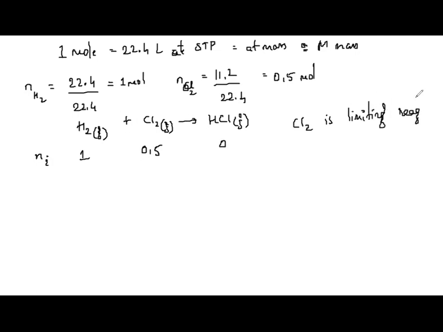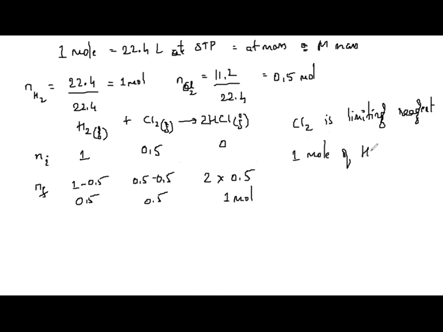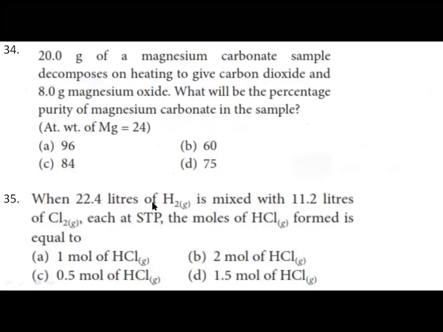It is limiting reagent. So how much it should be? 1 mole, but here it is 0.5. So final, how do I find? It is 1 minus 0.5 comes out to 0.5. 0.5 minus 0.5 comes out to 0. And here is 2 HCl. So 2 into 0.5. How much? It is 1 mole. Is that right? Yes. So chlorine is the limiting reagent. Therefore, I can say 1 mole of HCl gas is formed. Correct option is 1 mole of HCl gas is formed. Right?